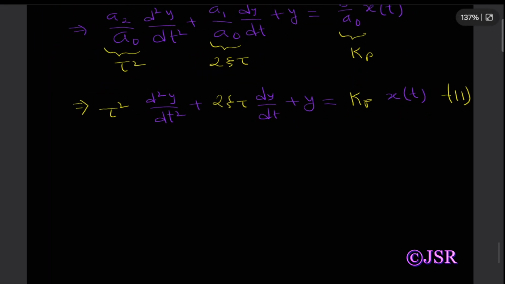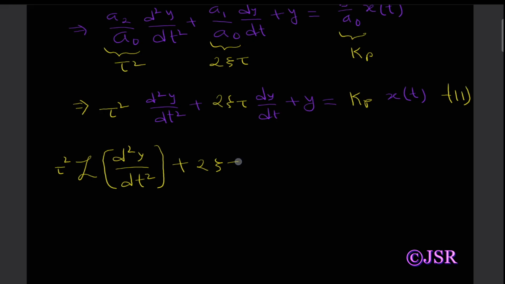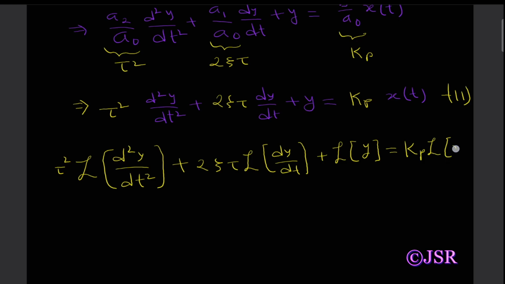So now we will take the Laplace transform. So now taking the Laplace transform, we will get tau square Laplace transform of d square y by dt square plus 2 zeta tau Laplace transform of dy by dt plus Laplace transform of y equal to kp Laplace transform of x.